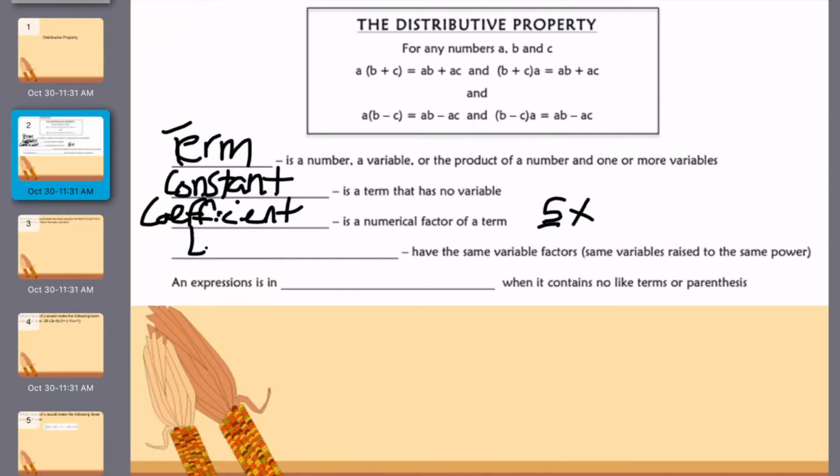Like terms, like we talked about in a previous video, have the same variable factors, the same variables raised to the same power, and an expression is in simplified form when it contains no like terms or parentheses. So let's get some practice here with the distributive property.